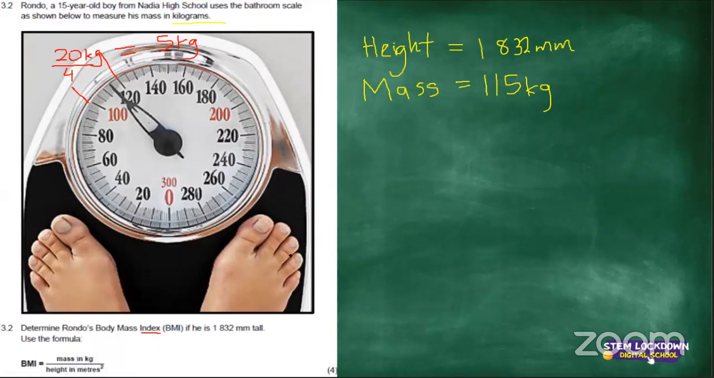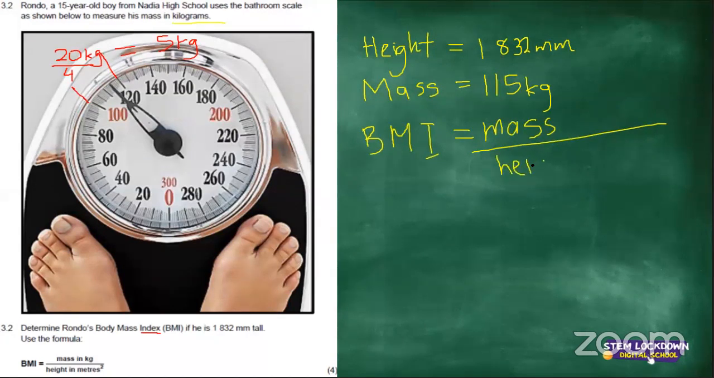Now I need you learners to determine the BMI. The formula is BMI is equal to mass divided by height squared. I'm giving you guys a minute, maybe slightly more than a minute, 1.5 minutes, to tell me what his BMI is in terms of the appropriate units. Giving you a minute and a half for this one. Go.